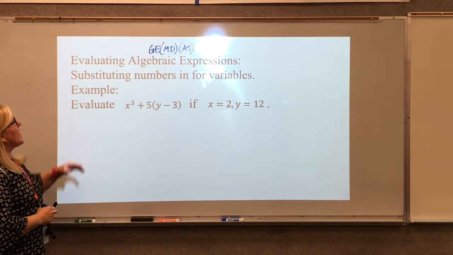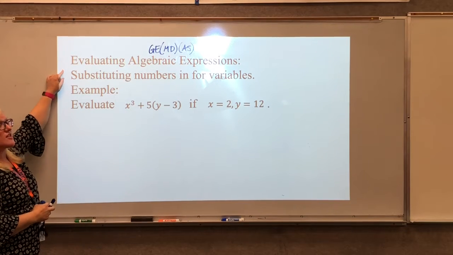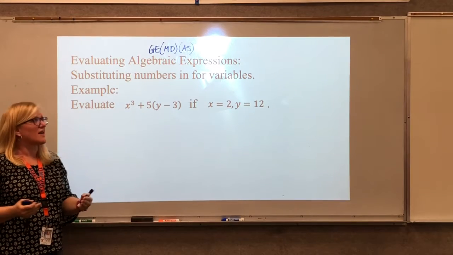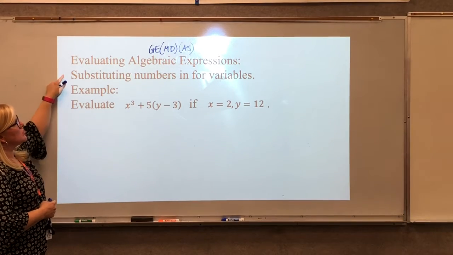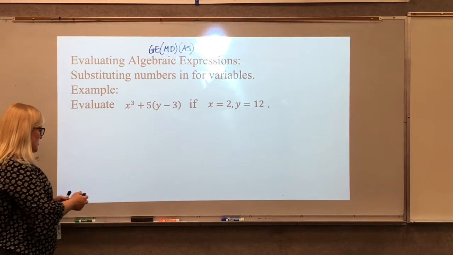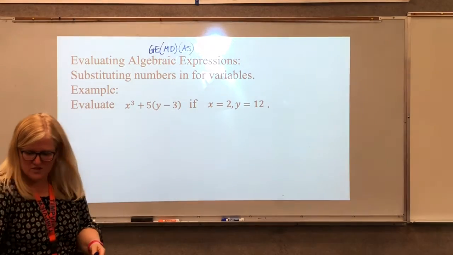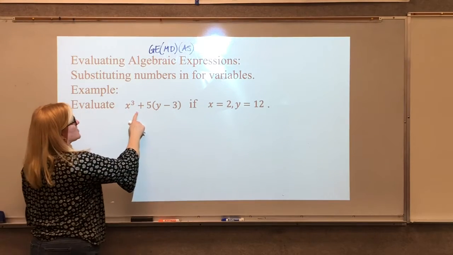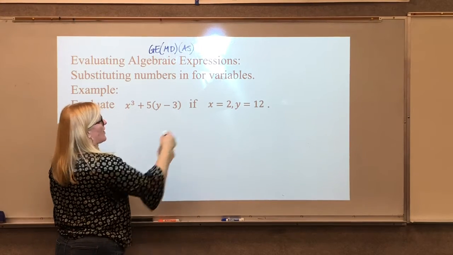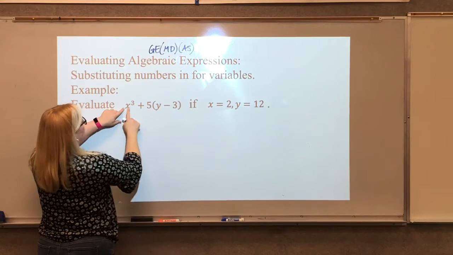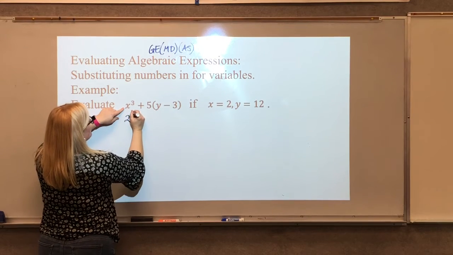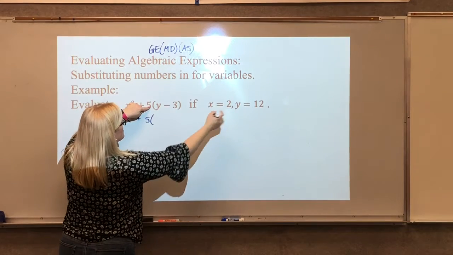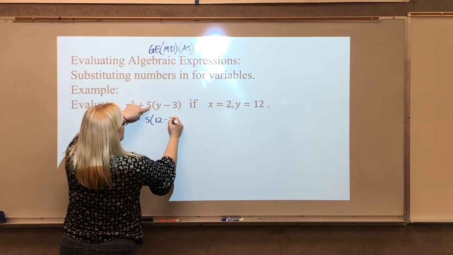Okay, so next we have evaluating algebraic expressions. Basically we're just combining like terms, substituting numbers in for variables. For this first example, we want to evaluate this expression if x equals 2 and y equals 12. So x is 2, so I'm going to plug that in right here. That's 2 to the third power, plus 5 times y, which is 12, minus 3.